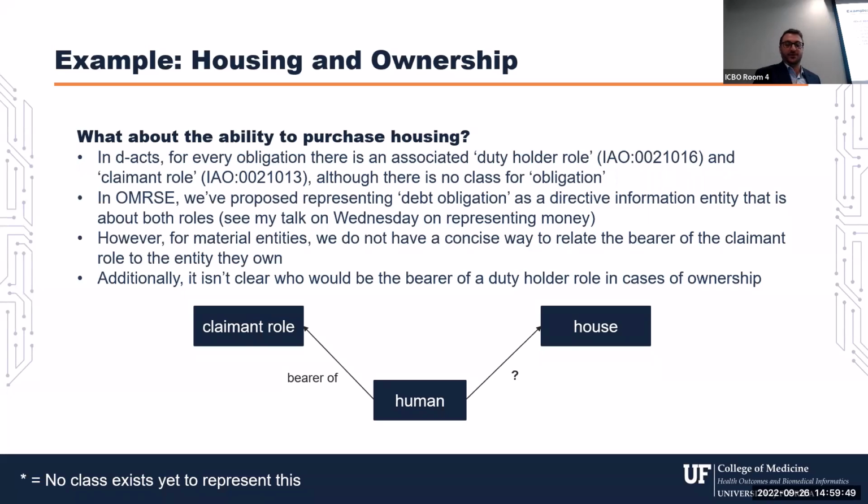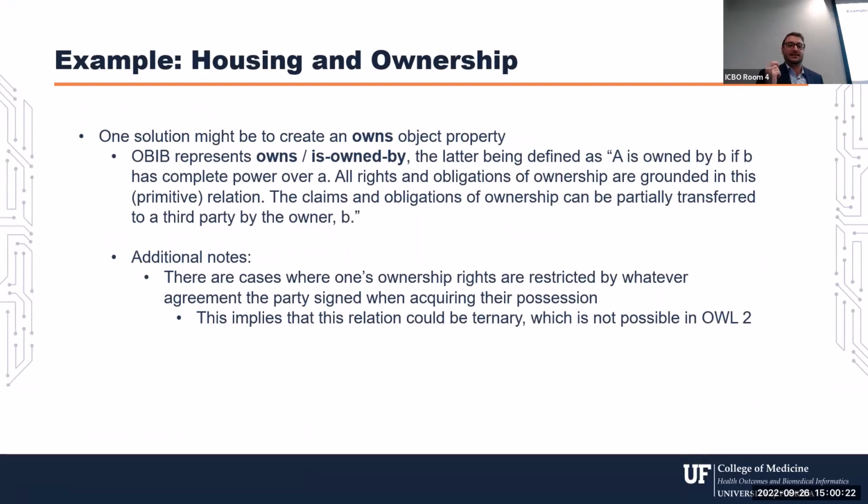And then there's also, for material entities, we do not have a concise way to relate the bearer of the claimant role to the entity they own. For most of you, if you're working with biomedical applications, you probably don't care about claimant roles unless those roles are directly applicable to your use case. For example, if you're studying the impact of one's environment on their health, you might just be interested in whether or not they own a house or live in a house. And so OBIB actually has an owns relation as well as an is owned by relation that can be used for this.